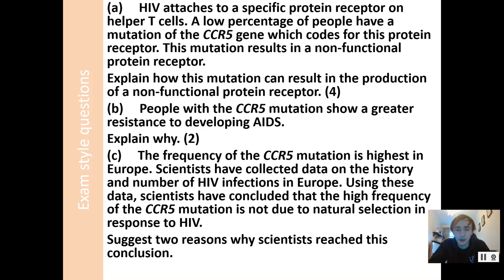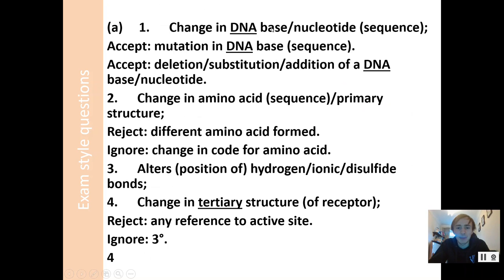Now, what I'd like you to do is send that to me, but I am going to give you the answers here because I think actually it'll be more useful to you. I will still want to look through this. I want to see where people are struggling with this question. So, explain how this mutation can result in the production of a non-functional protein receptor is the main and most important bit here. So, the first bit is it will change the DNA base. That's just knowing what a mutation is. You get a mark for that. And you could talk about deletions, substitutions, or additions if you wanted to. The second mark is saying that it will change an amino acid, will change the primary structure, which is effectively the same thing.